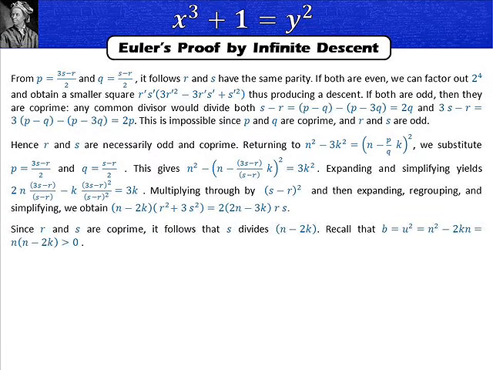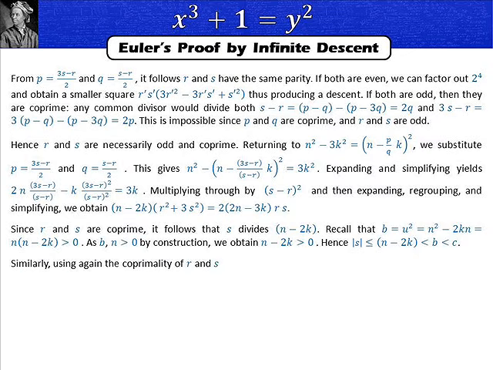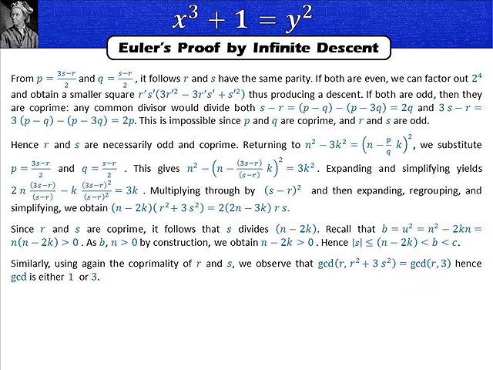Recall that b equals n times (n minus 2k). As b and n are positive integers by construction, we obtain n minus 2k is bigger than 0. Hence, the absolute value of s is equal or smaller than n minus 2k, which is smaller than b, which is smaller than c. Similarly, using again the coprimality of r and s, we observe that the greatest common divisor of r and r squared plus 3s squared equals the greatest common divisor of r and 3. Hence, the greatest common divisor is either 1 or 3.